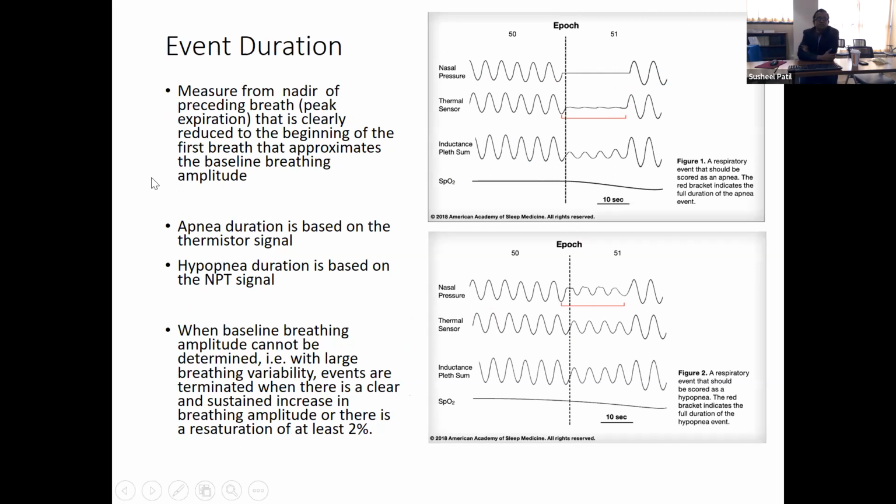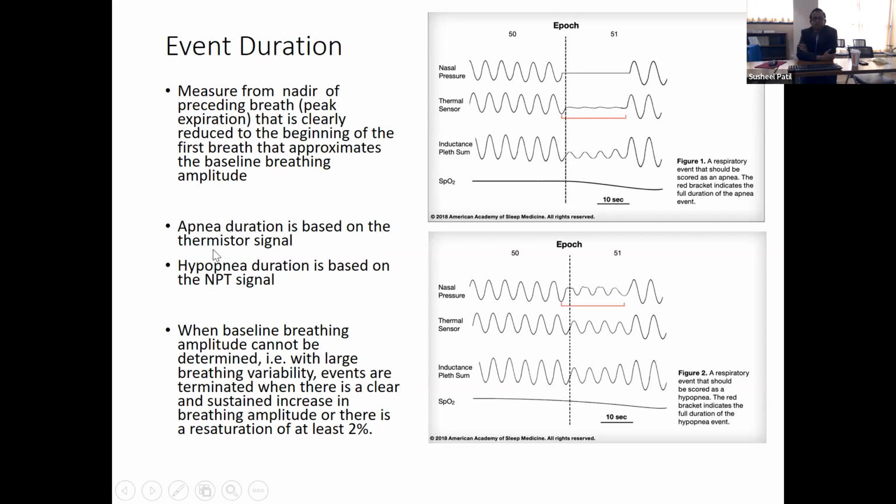So let's see here. Event duration. This comes straight out of the scoring manual. How do we define when an event starts and ends? The event is defined from the nadir of the preceding breath, or the peak of expiration, that is clearly reduced, to the beginning of the first breath that approximates the baseline breathing amplitude. You can see here, this red line, the peak of expiration, and then the offset of the event is the start of the next inspiration after the event.